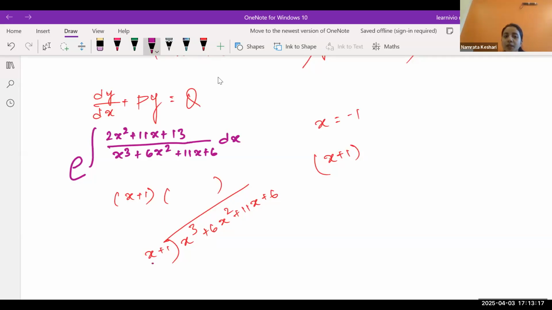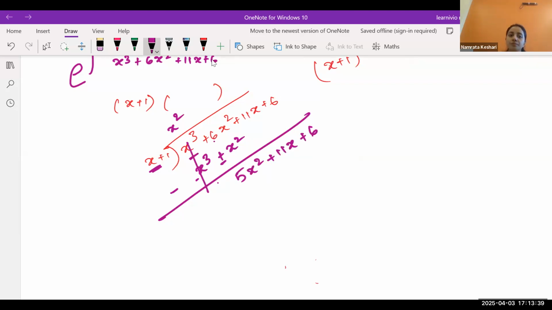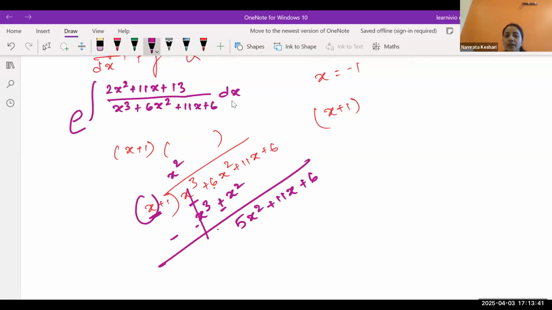X and x cube. So what should be multiplied with x to get x cube? X square, right? Yes. So x cube plus x square. Then subtraction, this sign becomes minus, this is gone, and here we are having plus 6x square minus x square, that means 5x square plus 11x plus 6. Now here x is there, here we are having 5x square, so plus 5x we'll be writing. So we are getting plus 5x square plus 5x.